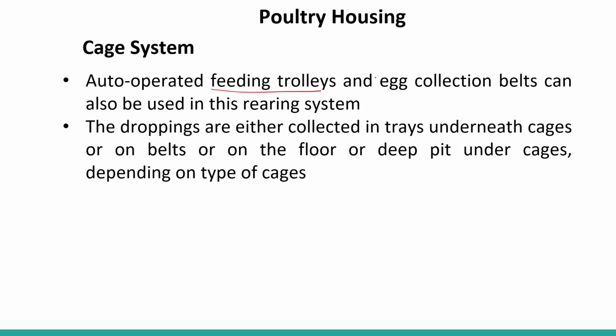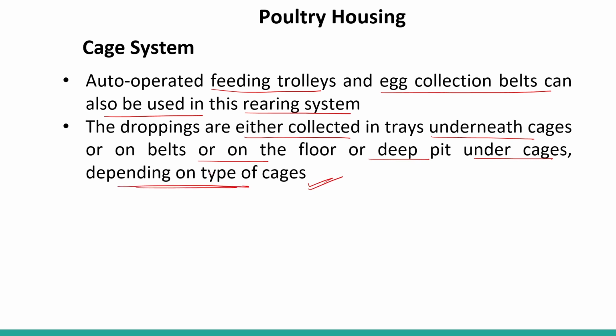Auto-operated feeding trolleys and egg collection belts can also be used in this rearing system. The droppings are either collected on the tray underneath the cages, or on the belts, or on the floor, or in a deep pit under the cages, depending on the type of cage. So according to the type of cage we are using, the droppings are collected.